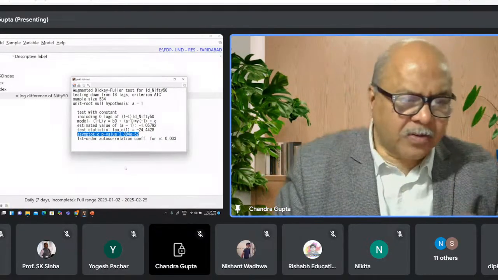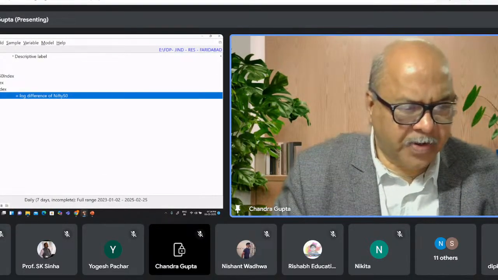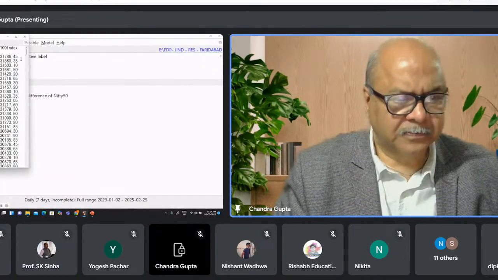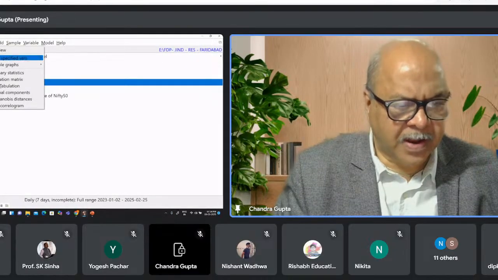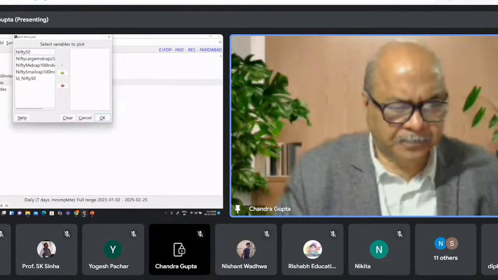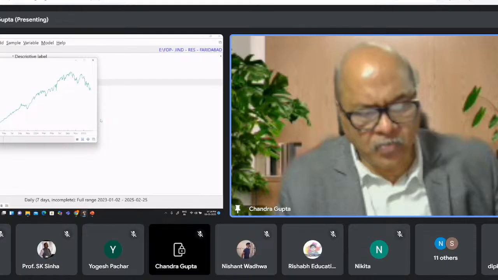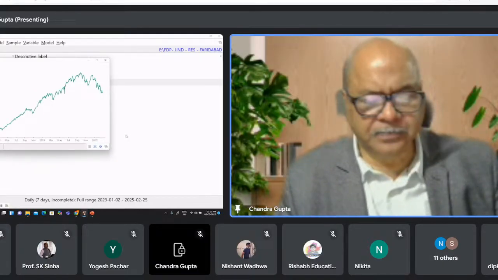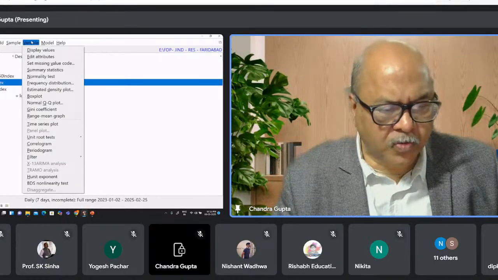Okay, let me take another example. We have Nifty 50 mid cap. This is the data which we have. If you want to see the graph, time series plot, that is the time series plot. If you want to make a correlogram of it, then you can go to variable, correlogram.